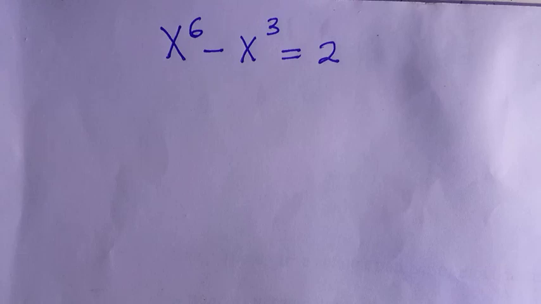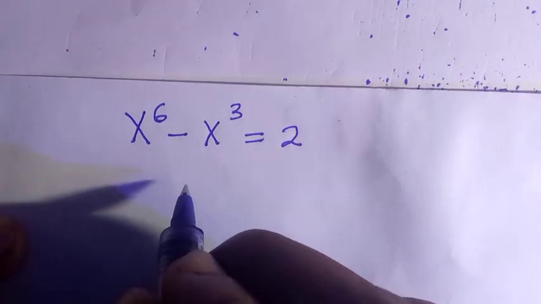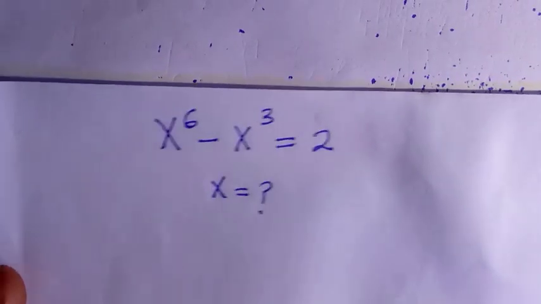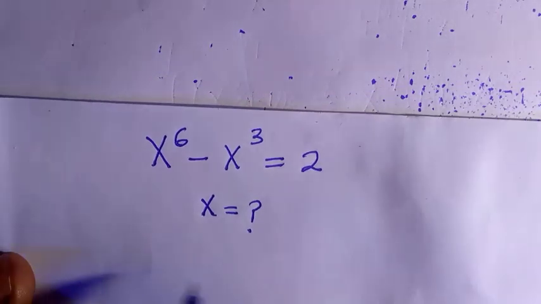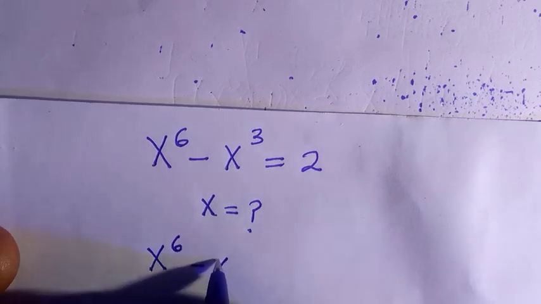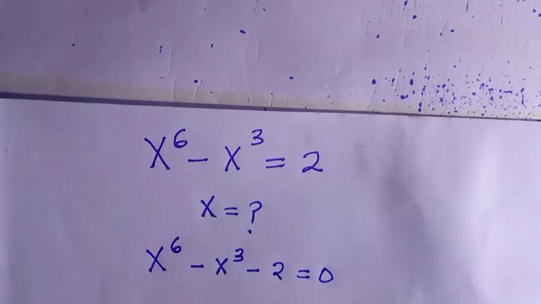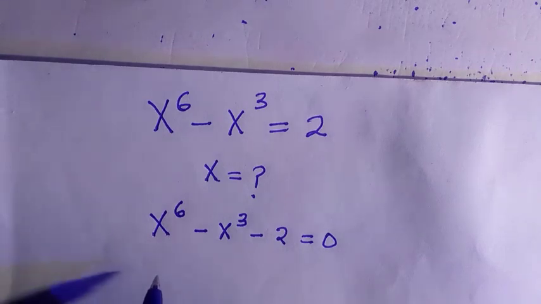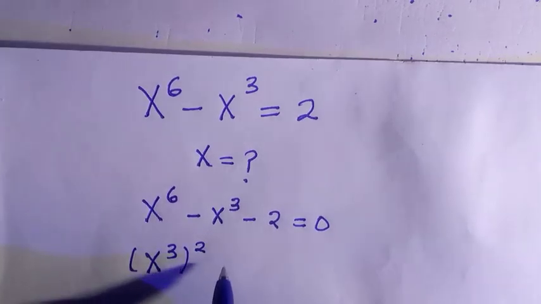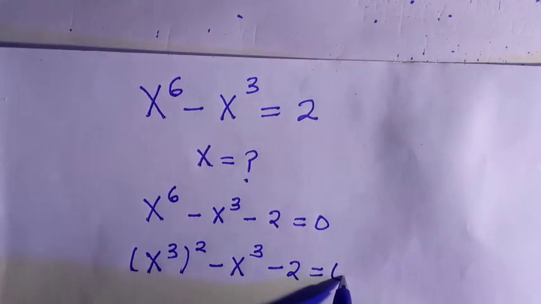Let's solve this algebra problem of x raised to power 6 minus x raised to power 3 equals 2. We just want to find all the satisfying values of x. To start with, we have x raised to power 6 minus x raised to power 3 minus 2 equals 0. But x raised to power 6 can be written as x raised to power 3, all raised to power of 2, minus x raised to power of 3 minus 2 equals 0.